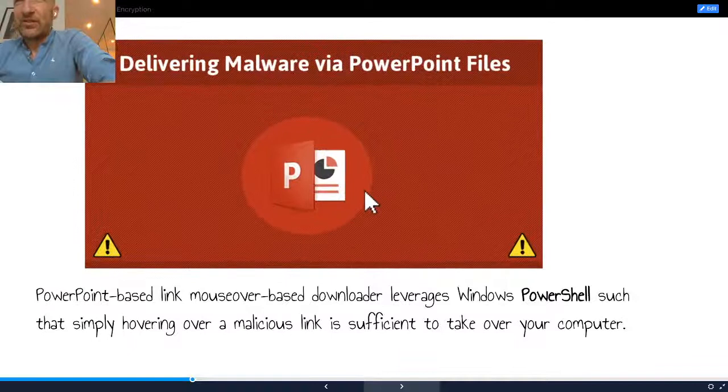And here was a mouse over where you didn't even have to click on the link on the PowerPoint. You just had to hover the mouse over it, and that was sufficient for the malicious link to be activated. Obviously Microsoft addressed this, but there are a lot of people out there who do not update their operating systems, which is the number one thing you should do: update your operating systems, update your software, update your devices.